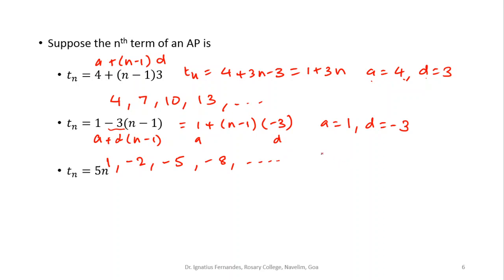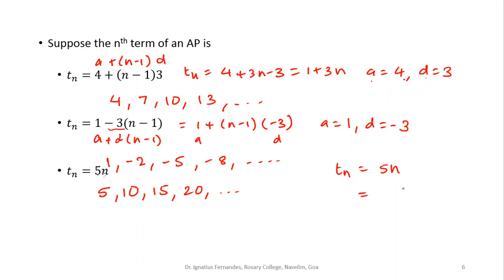Let us say the nth term of an arithmetic progression is 5n. If you want to generate the arithmetic progression you are talking about, just go on putting the values of n. If you put n equal to 1, you will get 5. If you put n equal to 2, you will get 5 into 2, that is 10. Put n equal to 3, 15. n equal to 4, 20, and so on. So this is an arithmetic progression whose first term is 5, and the common difference is also 5.